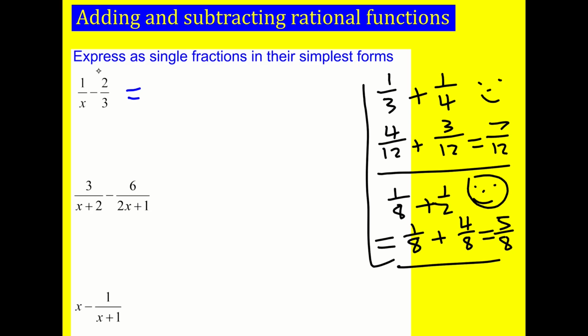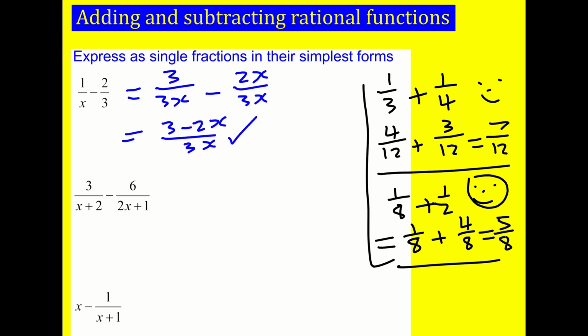Okay. So in this fraction here, what am I going to do? I want to make the denominators the same, so I'm just going to multiply top and bottom of the first one by 3 to give me 3 over 3x, and then for the second one, I'm going to multiply top and bottom by x to give me 2x over 3x. That means I can write it as 3 minus 2x over 3x, and that's my answer.